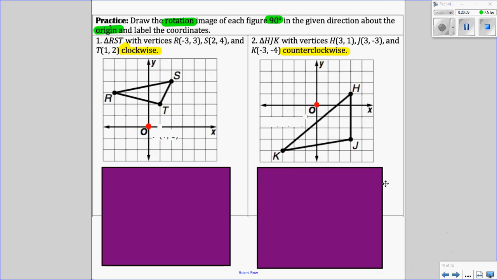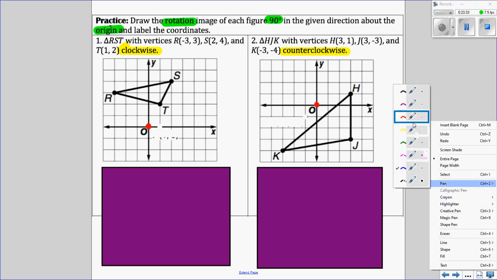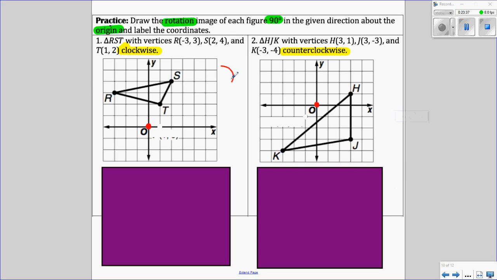Okay, next one. There are 4 problems, and they're telling us that we're doing a rotation, and each figure is being rotated 90 degrees about the origin. The origin is (0, 0), and I see the red dots there. And 90 degrees either clockwise or counterclockwise. This one says clockwise, so I'm going in this direction. I'm going to draw that arrow to show you that I'm going in this direction. And it's counterclockwise, this direction.